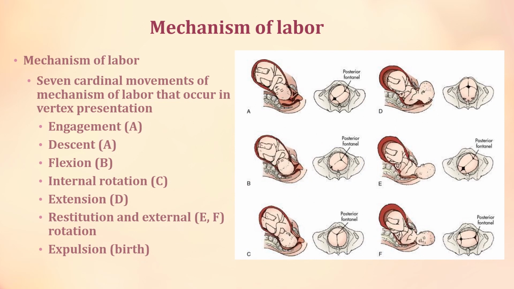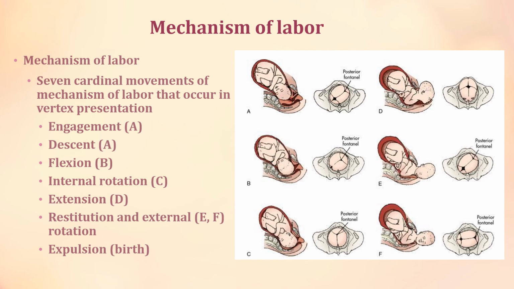In this slide, you can see the rest of the cardinal movements. We talked about engagement as being the first one, and then descent, which kind of happens together. These are the movements that happen. They don't necessarily happen in this exact order. It could happen in any order, but as you can see, a lot of them follow this general progression, just because of what needs to happen as the baby comes down through the birth canal.